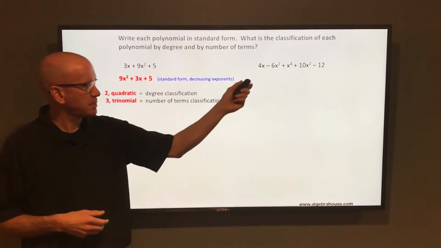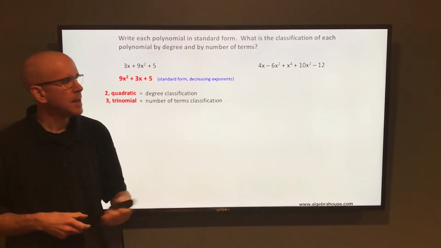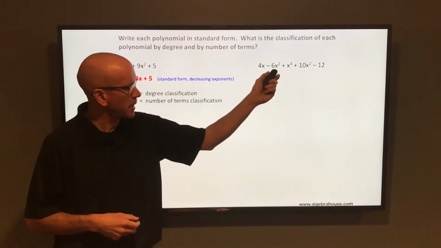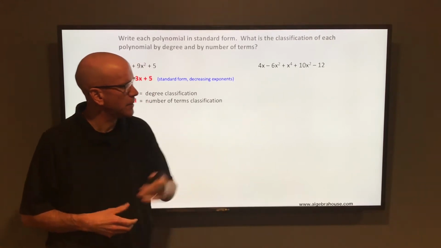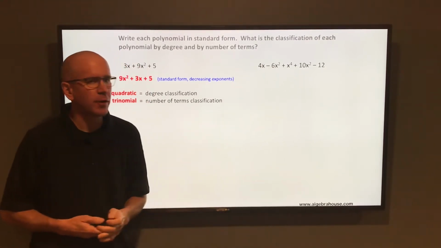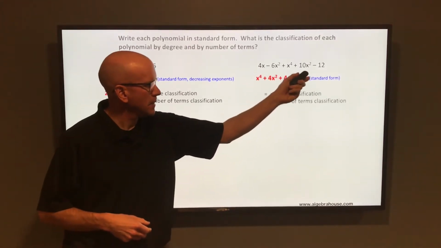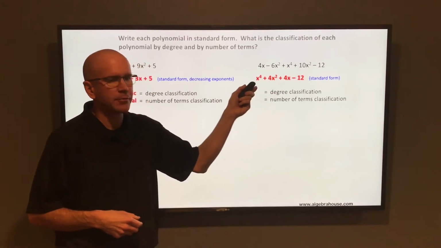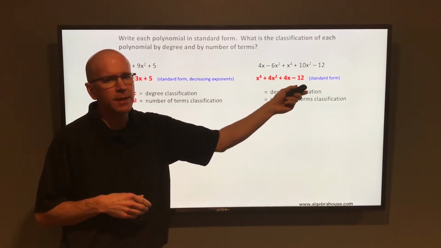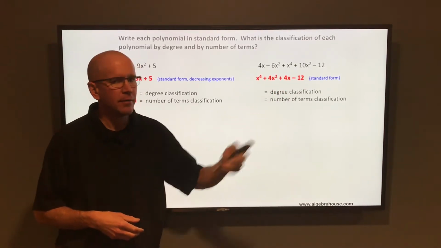Next up, 4x minus 6x squared plus x to the 4th plus 10x squared minus 12. To get that in standard form, we have 2 things to do. You need to combine the like terms, combine negative 6x squared with 10x squared. That would be 4x squared. And then also move that x to the 4th out to the front. So write this in decreasing order of the exponent. So combining the like terms, you get 4x squared. Move that x to the 4th out to the front. So it becomes x to the 4th plus 4x squared plus 4x minus 12. That is in standard form, decreasing order of the exponents.